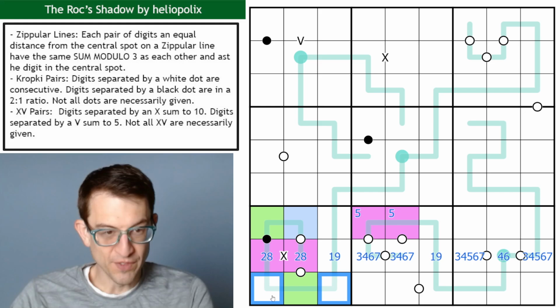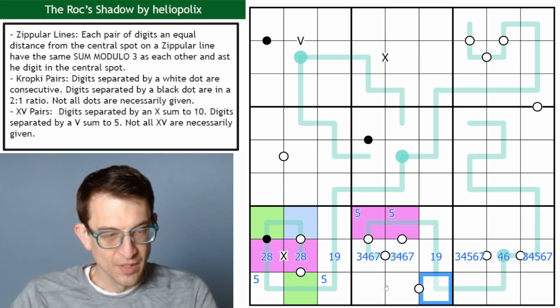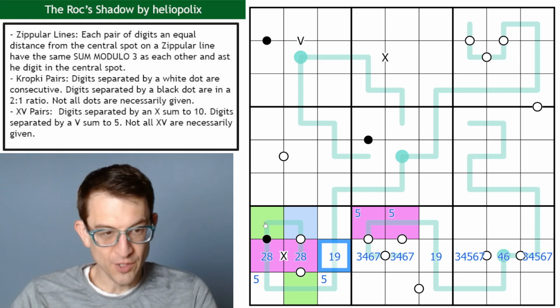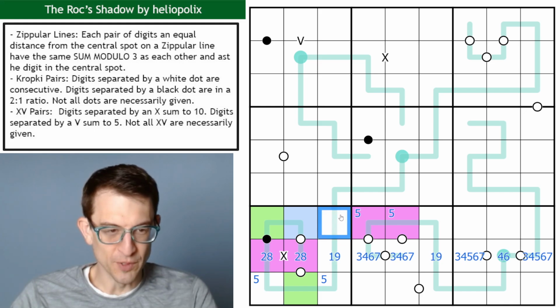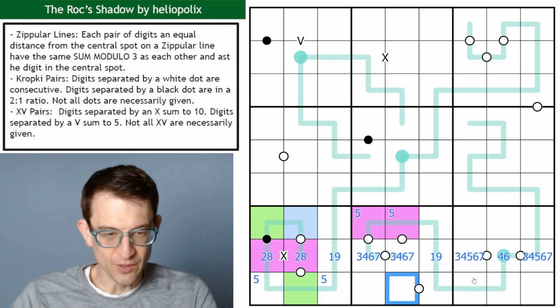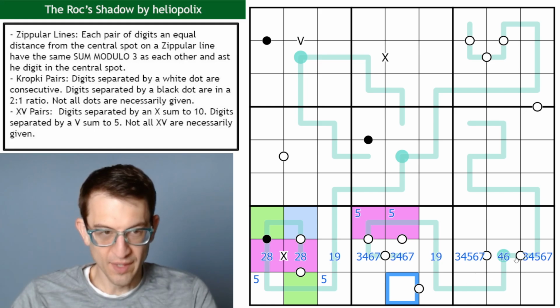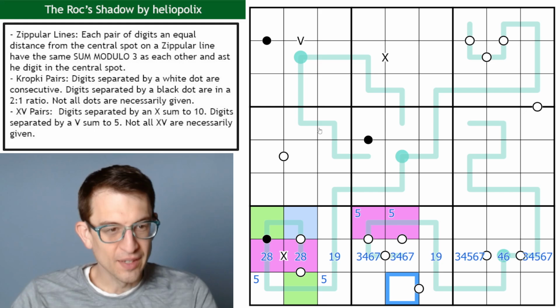That means 5 is one of these. This is either green or blue. This is the other. Oh no, I don't know. This could be blue and that could be blue as well. Yeah, no, I don't know how that works yet. Okay. I feel like I'm running out of steam here.